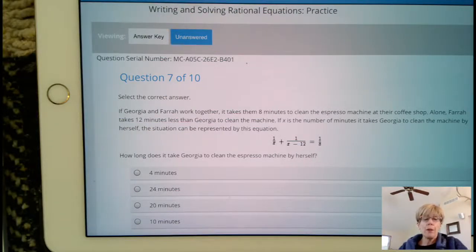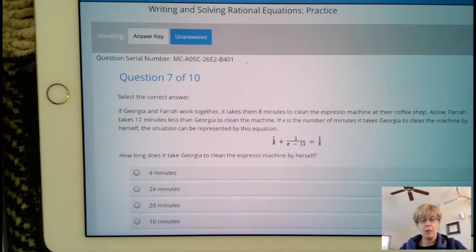If Georgia and Farah work together, it takes them 8 minutes to clean the espresso machine at their coffee shop. Alone, Farah takes 12 minutes less than Georgia to clean the machine. If x is the number of minutes it takes Georgia to clean the machine by herself, the situation can be represented by the equation. How long does it take Georgia to clean the espresso machine by herself?